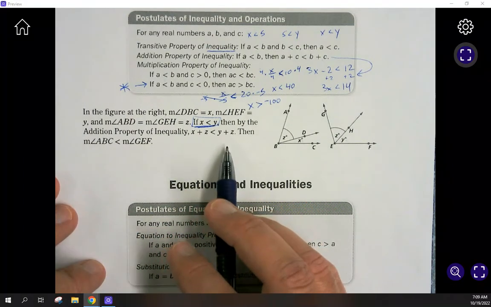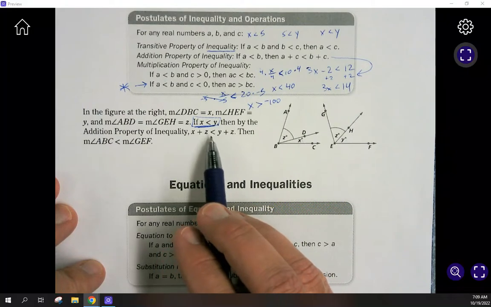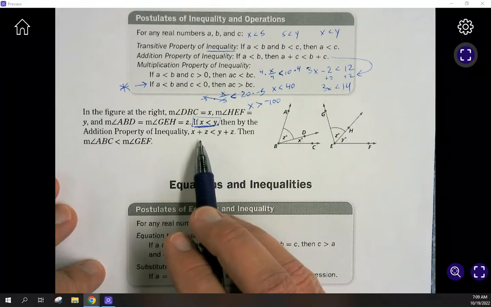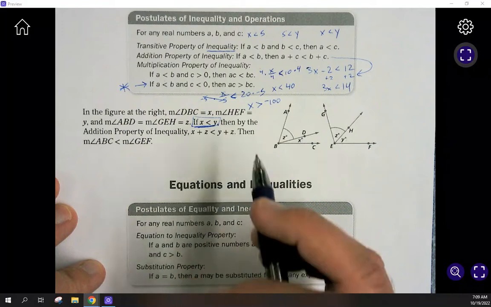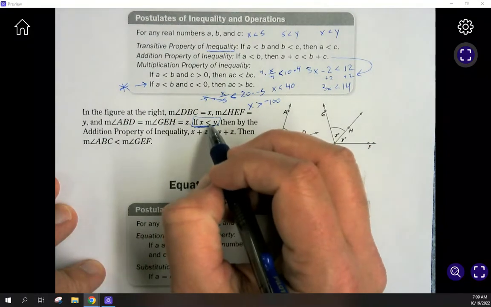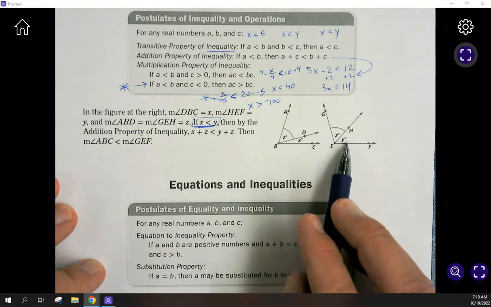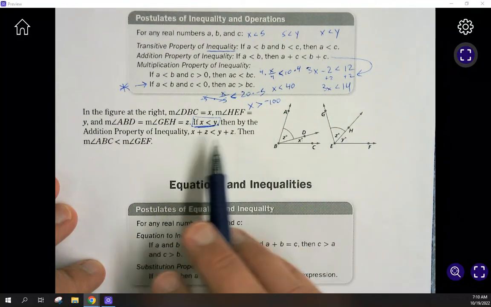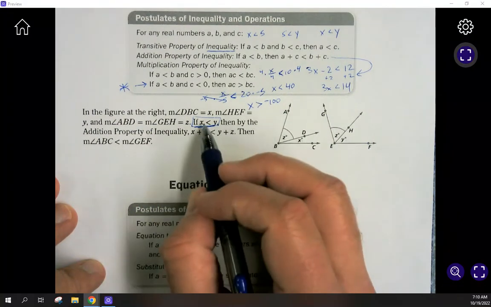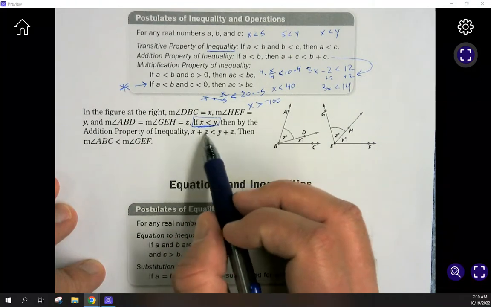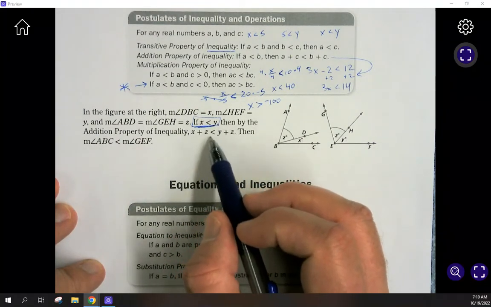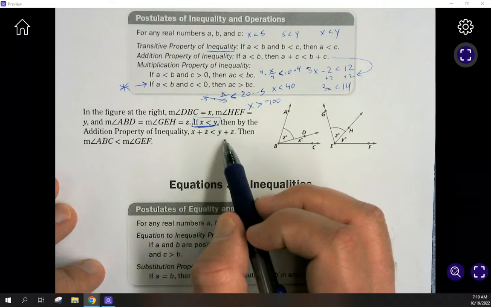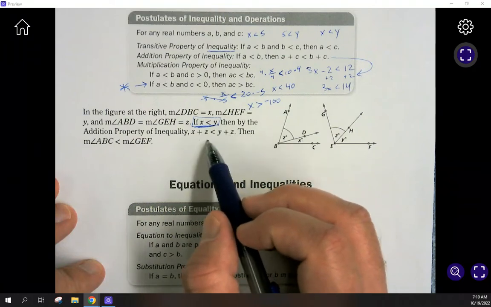So why am I allowed to assume that? I've got Z on both sides being added to X is less than Y. My starting point was right here: I know that X is less than Y. So I can add Z to both sides and it's still going to say less than. X was less than Y. Now that I've added Z to both sides, it doesn't change the fact that this is still less than this, because I've added the same thing to both sides.